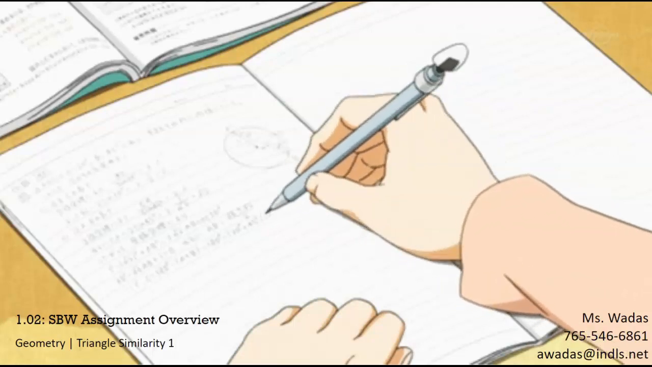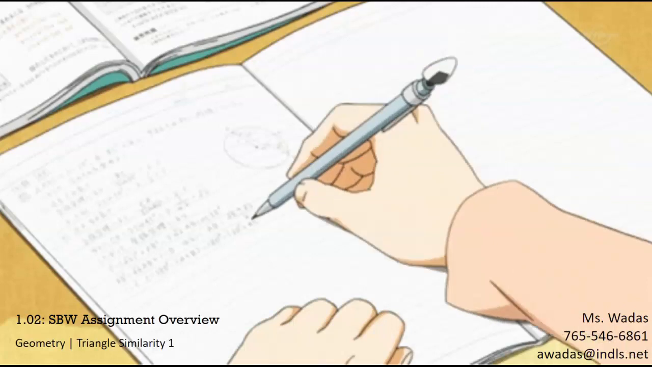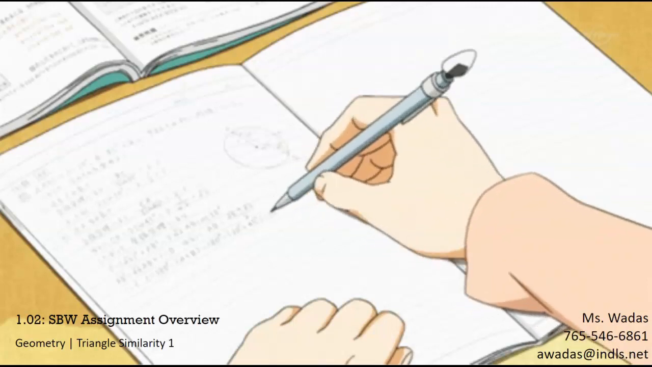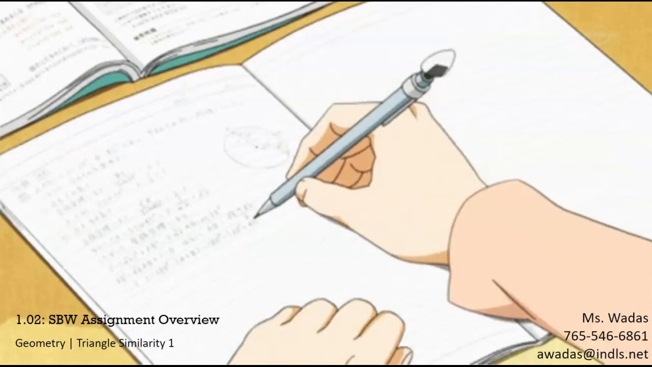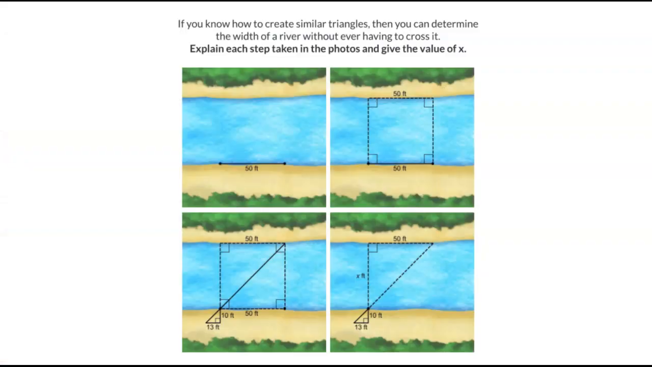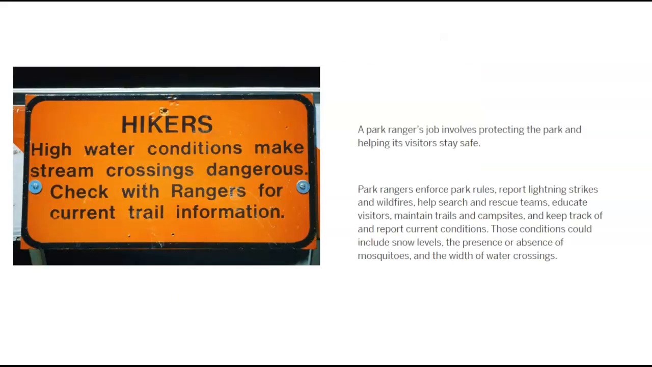Welcome to this assignment overview for writing assignment SBW 1.02 Triangle Similarity. If you know how to create similar triangles, then you can determine the width of a river without ever having to cross it. We're going to explain each step taken in the photos and give the value of x.